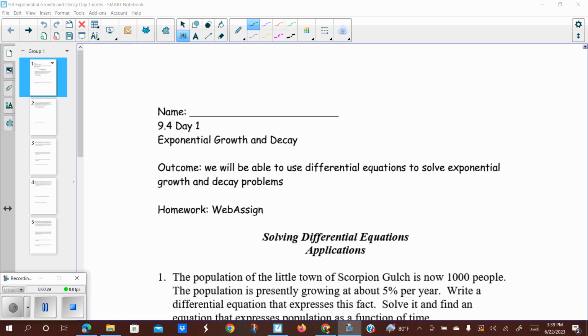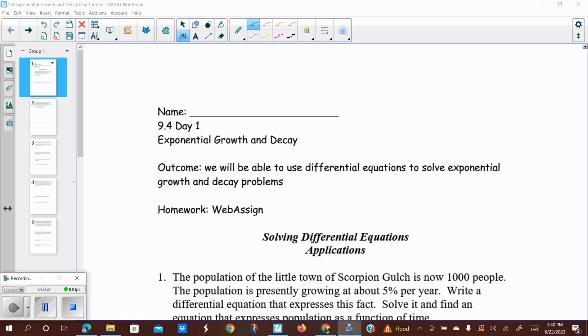If this is for my AB/BC course, then you're actually going to find it in still two separate sections, 9.4 and 9.5. Either way, 9.4 is exponential growth and decay. It's actually a 2-day lesson, so it's going to be multiple videos here, two different sections.